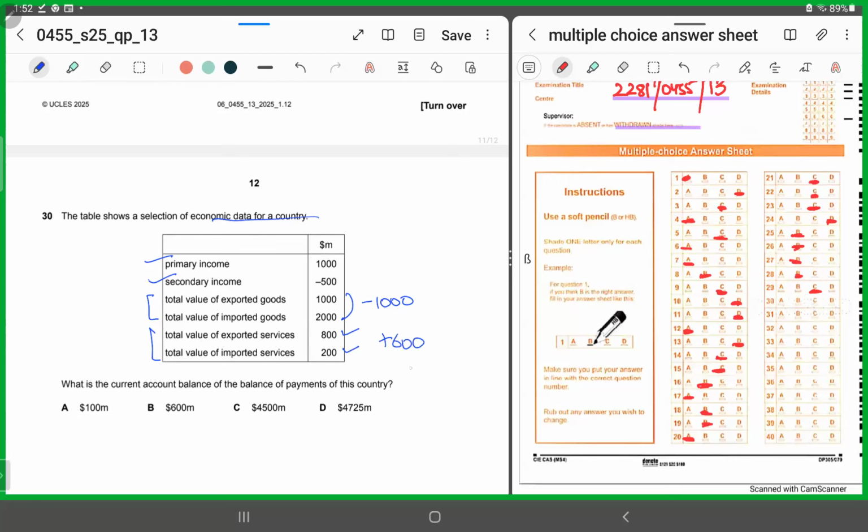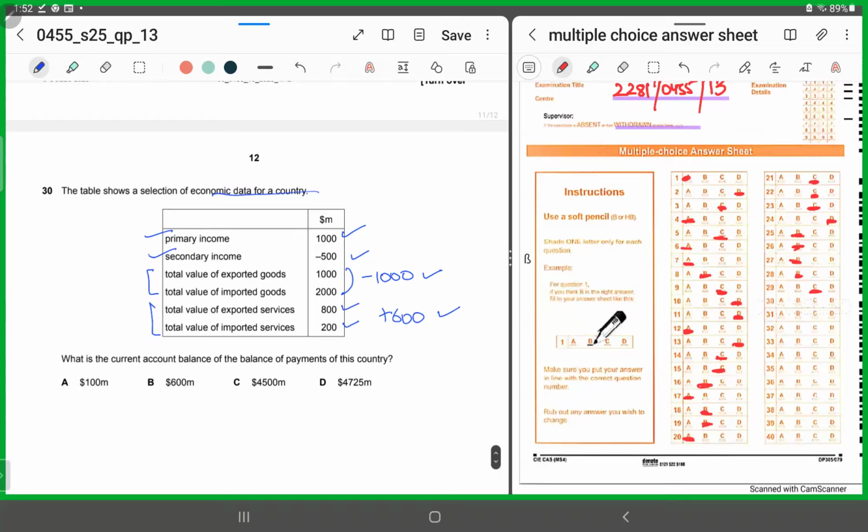Now you will add in the primary income: 1000 minus 500 minus 1000 plus 600. You will end up with $100 million. 1000 minus 500 minus 1000, which was the trade in goods balance and the trade in services balance, plus 600 minus 500 and plus 600, you'll be left with a positive $100 million as the current account balance of the balance of payment in this country. You can recall that these are the four components of the balance of payment current account, right?